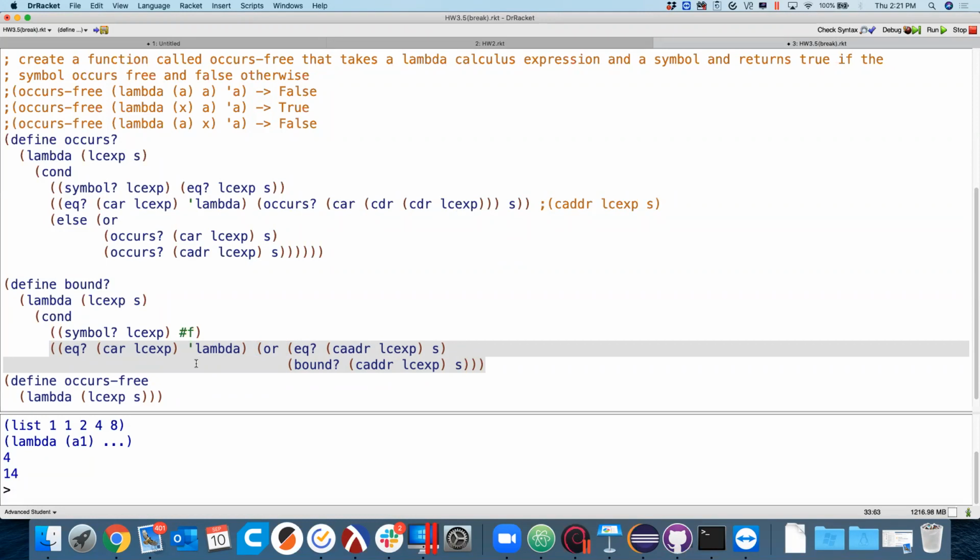So if I'm looking at a lambda, I'm going to return whatever OR returns for the binding I see right now. Does it match the thing I'm looking for? Or is the thing I'm looking for bound in the body of that lambda?